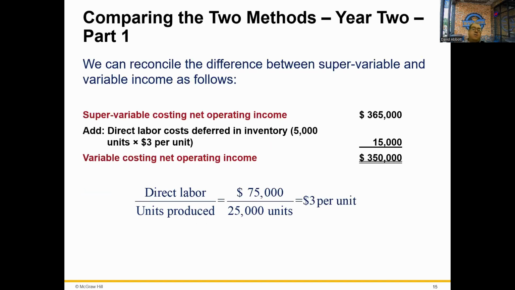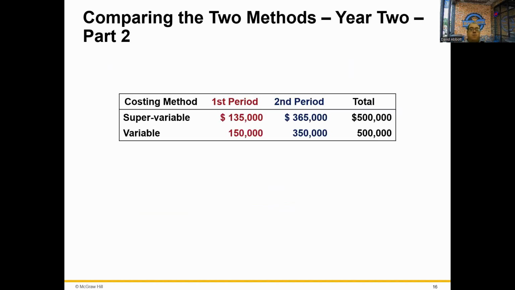Again, comparing the two methods, the difference in net operating income between the two methods, which is 15,000, can be reconciled by multiplying the number of units in beginning inventory, which is 5,000 units, by the direct labor cost per unit, which is $3, that is released from beginning inventory under variable costing. Across the 2-year time frame, both methods would report the same total net operating income of $500,000.